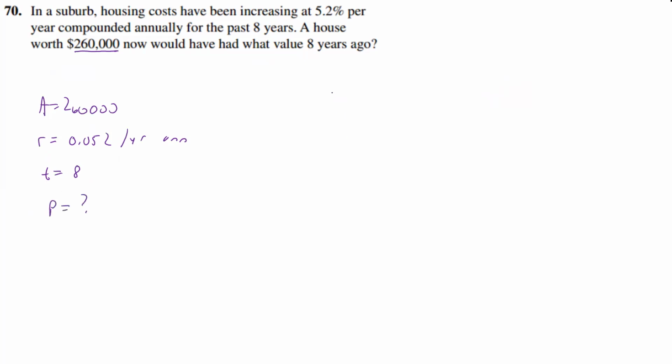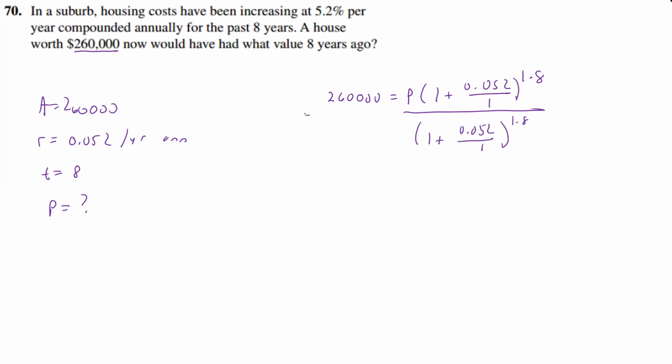Okay, so we plug everything in. 260,123 equals P times 1 plus 0.052 divided by 1 raised to the 1 times 8. So now we're just going to divide by 1 plus 0.052 over 1 to the 1 times 8. And same thing over here. And if we simplify it, that's 1.052 to the 8th. So that's just 1. So that's just that plus that. And 1 times 8 is 8.